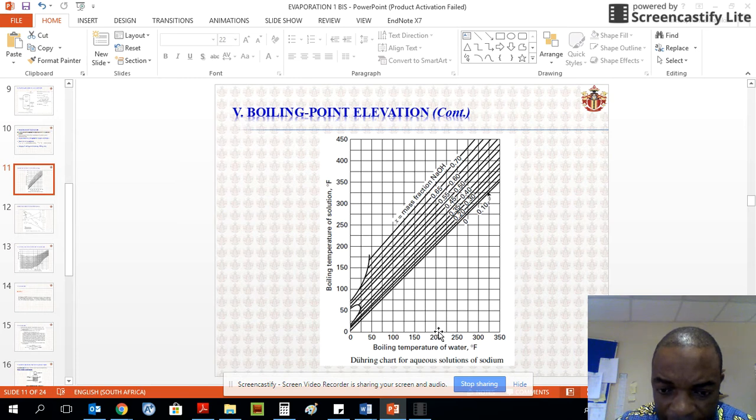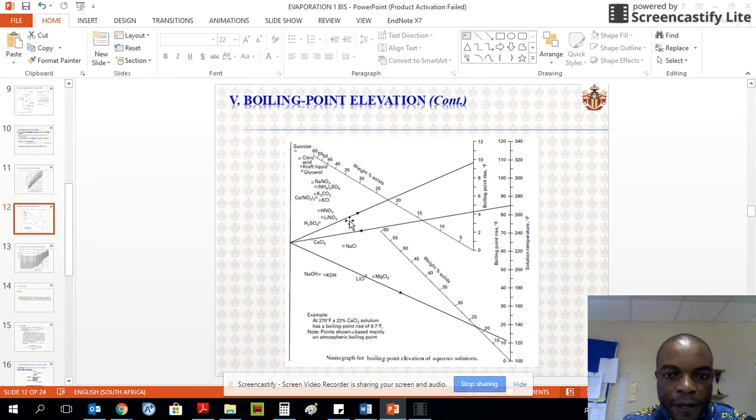Following the vertical line to the horizontal axis, coming across 40 mass percent, there you can determine the boiling point of the mixture slightly above 250 degrees Celsius. A similar chart is given in our textbook, applicable to a wide range of solutes.